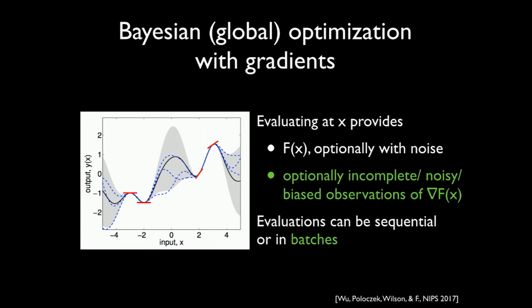So I want to think about global optimization, not local optimization, with a non-convex objective where evaluations are expensive, and I get gradients. All right? And I'm going to present this work in the context of complete, unbiased, possibly noisy gradient observations, but a generalization of this technique is also able to handle incomplete gradient observations and biased gradient observations in the parallel setting.